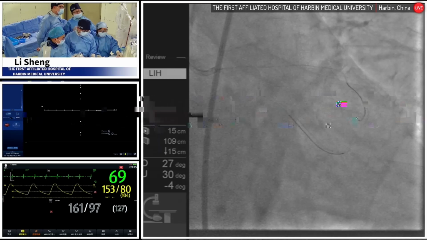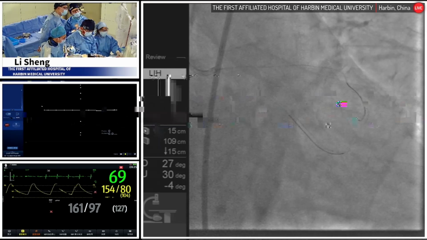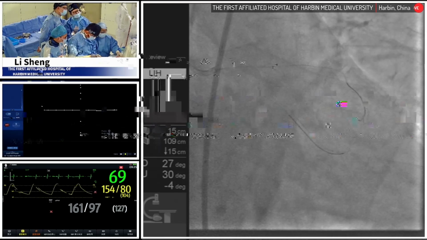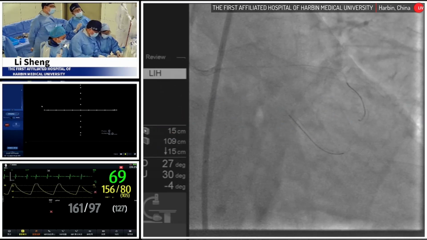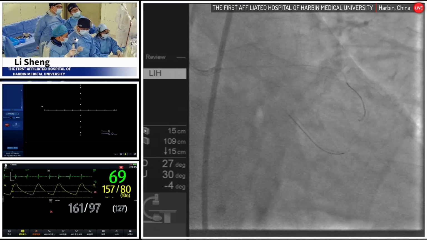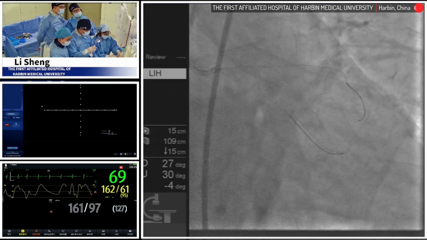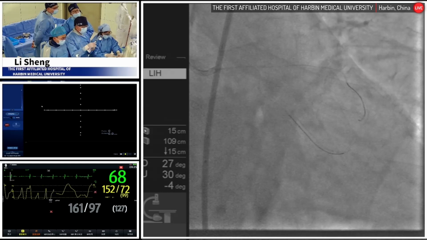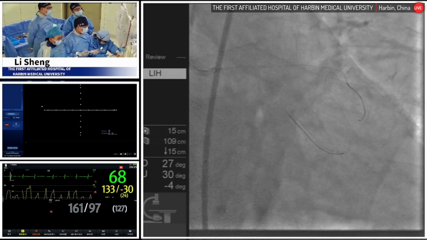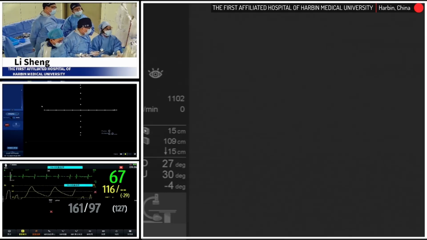Dr. Wang, I think it's kind of interesting. When you introduced the case, when the patient was admitted, the ECG showed sinus rhythm. But today, when we did the angio, we found the patient is now having atrial fibrillation. So what could be the reason for this? You are more experienced than me. I think you could introduce the reason for us.